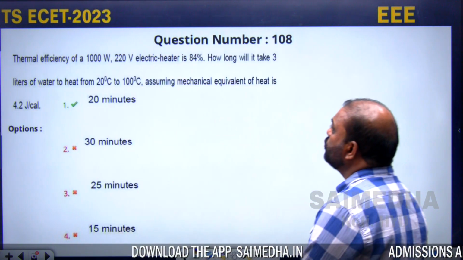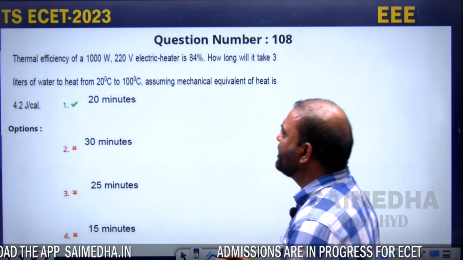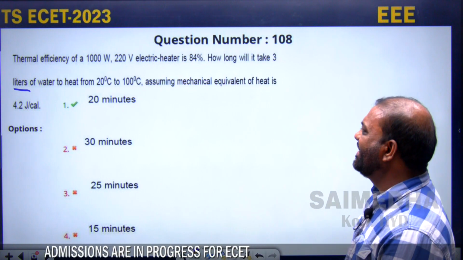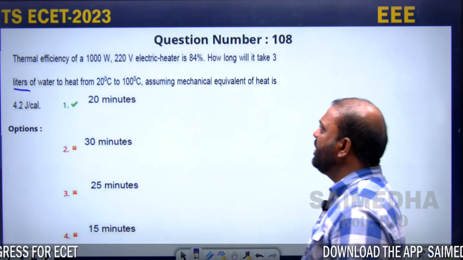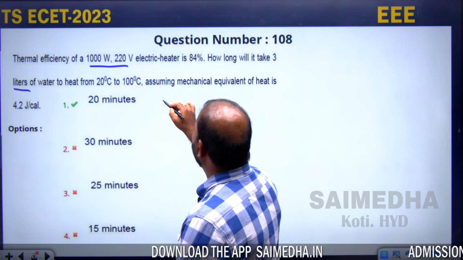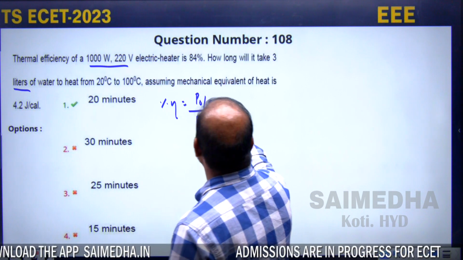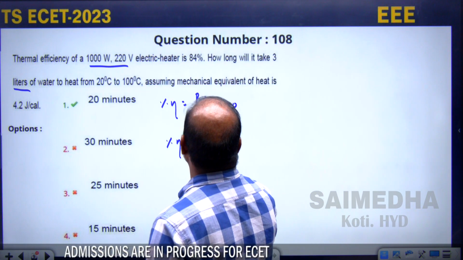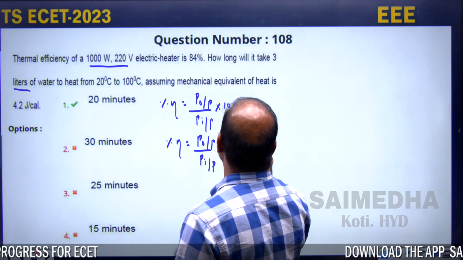The thermal efficiency of a 1000 watt 220 volt electric heater is 84%. How long will it take 3 liters of water to heat from 20 degrees centigrade to 100 degrees centigrade, assuming mechanical equivalent of heat is 4.2 joule per calorie? So we have an electrical heater rated for 1000 watts and 220 volts. Thermal efficiency is output power divided by input power, into 100. Percentage efficiency is given as 84%, which means 0.84.